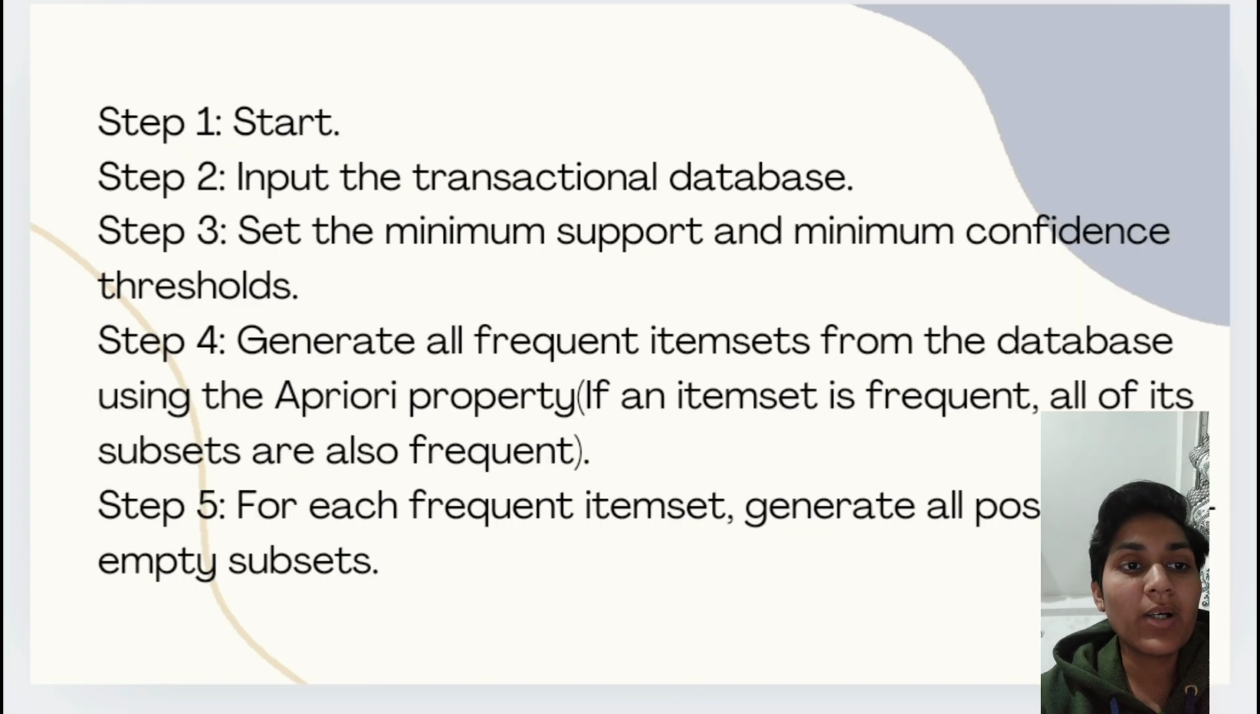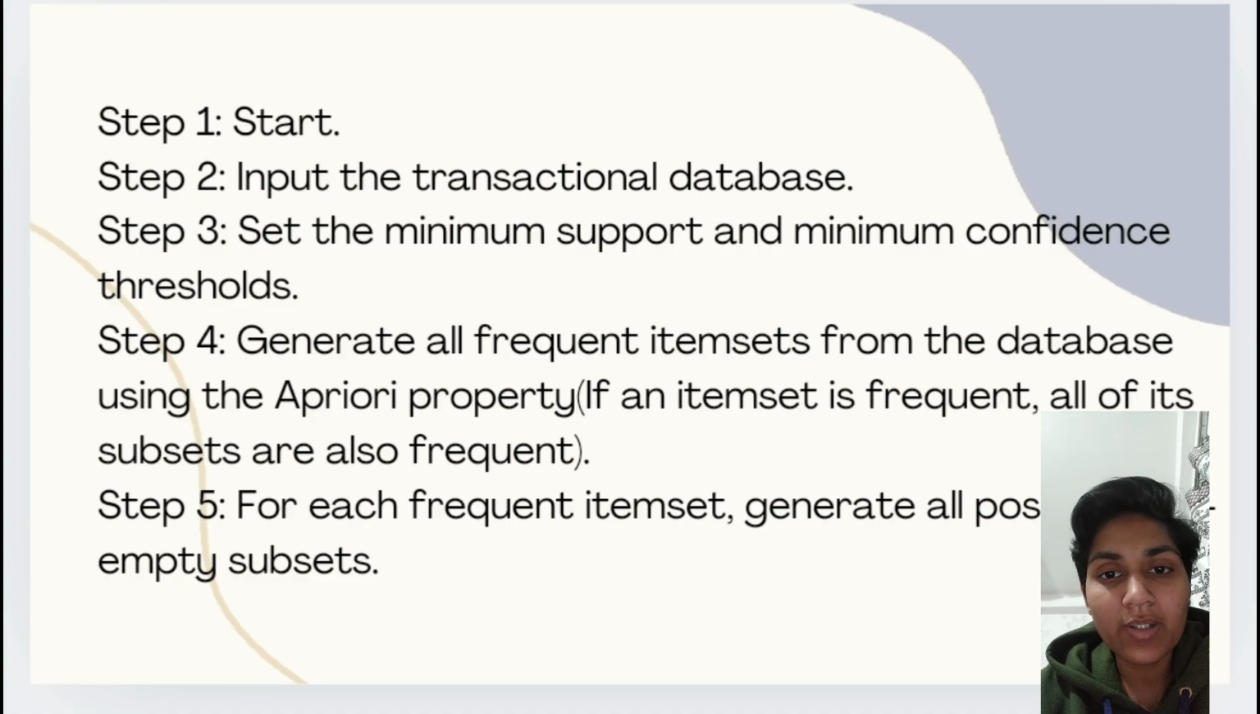So step 1, start. Step 2, input the transactional database. Step 3, set the minimum support and minimum confidence thresholds. Step 4, generate all frequent item sets from the database using the Apriori property: if an item set is frequent, all of its subsets are also frequent. Step 5, for each frequent item set, generate all possible non-empty subsets.